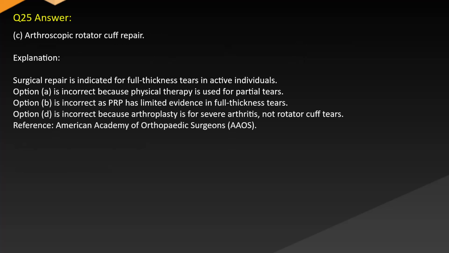Answer C. Arthroscopic rotator cuff repair. Explanation. Surgical repair is indicated for full-thickness tears in active individuals. Option A is incorrect because physical therapy is used for partial tears. Option B is incorrect as PRP has limited evidence in full-thickness tears. Option D is incorrect because arthroplasty is for severe arthritis, not rotator cuff tears. Reference: American Academy of Orthopedic Surgeons, Hours.